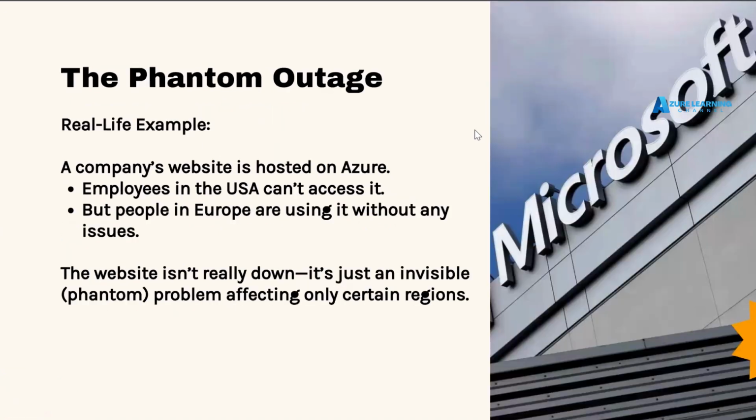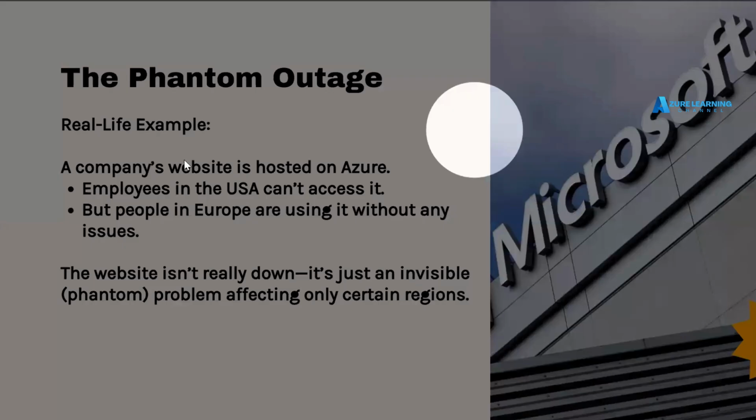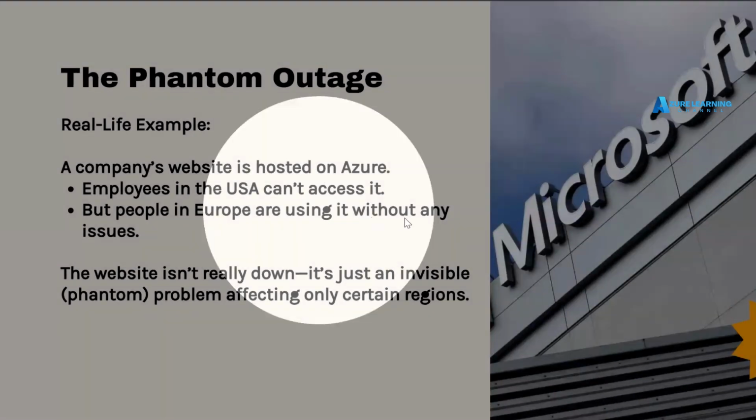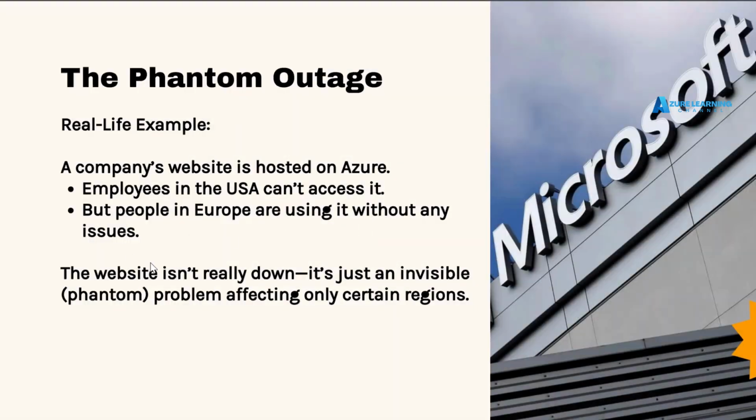First one is Phantom outages. To get an idea, imagine you and your friend trying to open the same site. You can't access it, but your friend can access that site easily. This is called the Phantom effect. It feels like the website is down, but it's not down for everyone. In this scenario, the company website is hosted on Azure. Employees in the USA can't access it, but people in Europe are using it without any issues. This is what Phantom outages are.